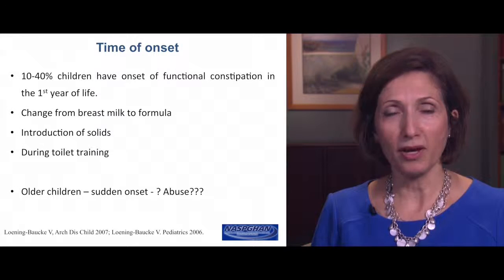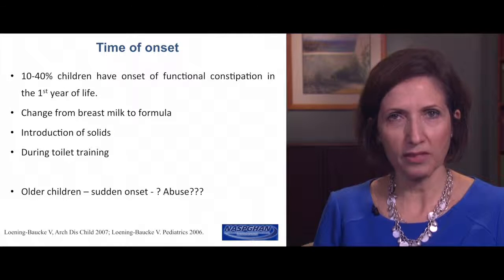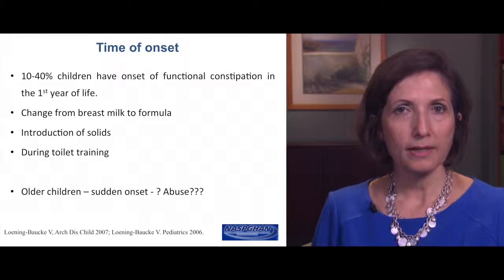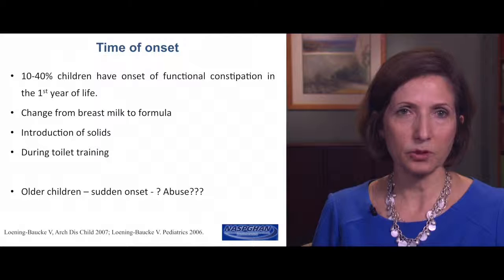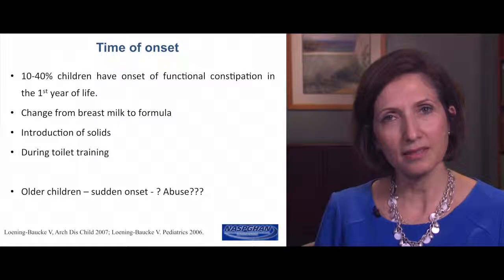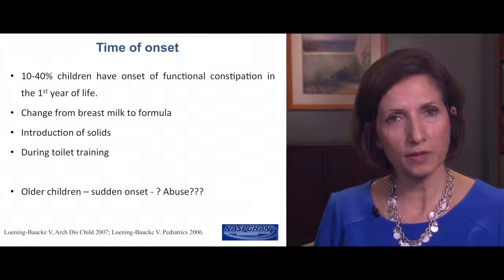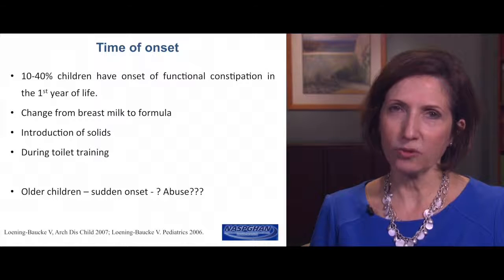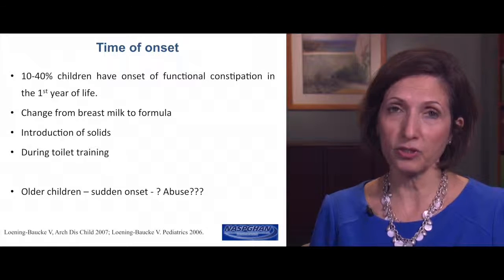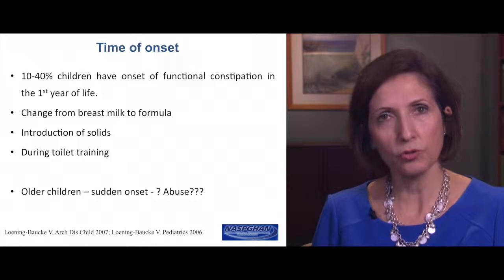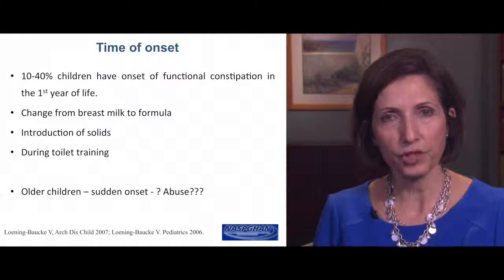The second question will be time of onset. We ask the parent, when did your child start having constipation? In functional constipation, 10 to 40% of kids will have symptoms of constipation in the first year of life. Also, we will ask about toilet training, because a good number of kids with functional constipation have symptoms that start at the time of toilet training, when we introduce solids, or when we change from breast milk to formula. The onset of symptoms is also important in older kids, because if the constipation starts later in life with a sudden onset, that should raise the suspicion or the reason to ask about a history of child abuse.